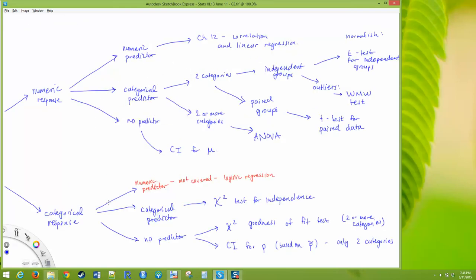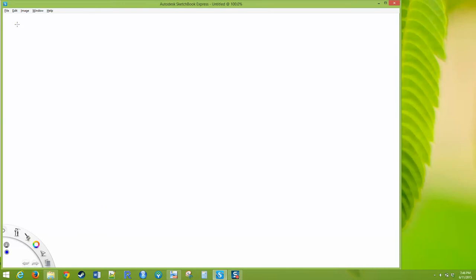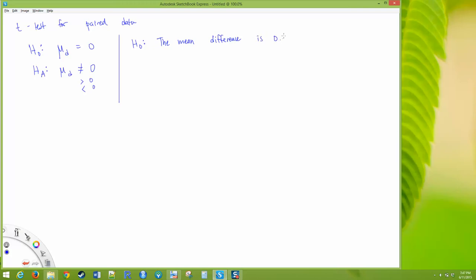I should use this as a guide, huh? Okay. So next up, I'll do t-test for paired data. Okay. So symbolically, we write that the mean difference is equal to 0. And the alternative is that it's not equal to 0 or greater than or less than 0, okay? Symbolically. And then as text, we would say the mean difference is 0. And the mean difference is not, or is greater than, or not equal to 0, okay?